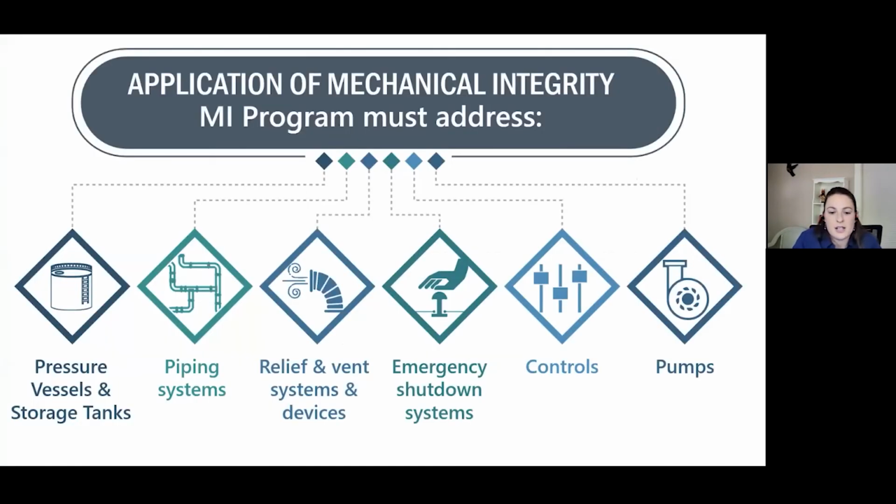The mechanical integrity schedule must address pressure vessels and storage tanks, piping systems, release and vent systems and devices, emergency shutdown systems, controls, and pumps. Now, your RNP covered process might not have all of this equipment, that's fine. But for the equipment that is part of the process, these elements need to be included.